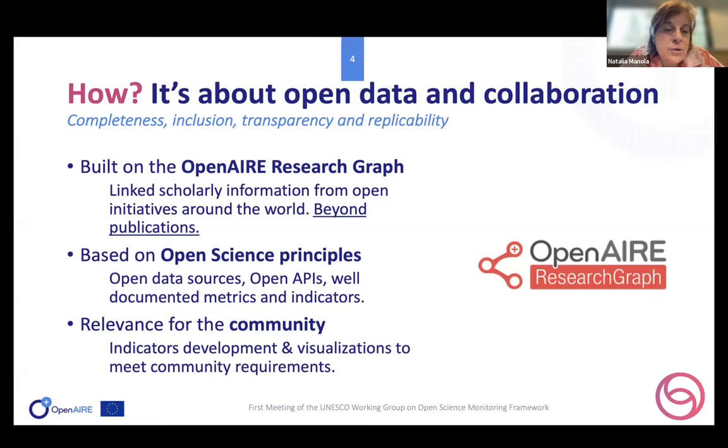So, based on the Open Research Graph, this is our starting point because this is about data and how we crunch the data in order to get the statistics and metrics. Data that goes beyond publications, it goes mainly to research outcomes, somewhat to collaborations, but not many. We're missing some of the facets that Anna said.